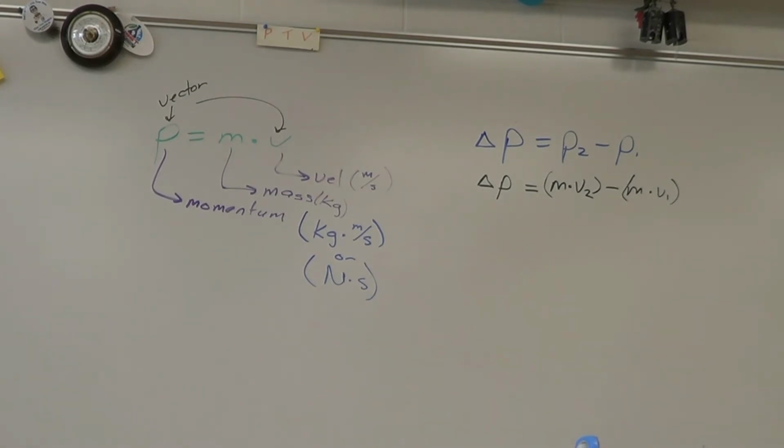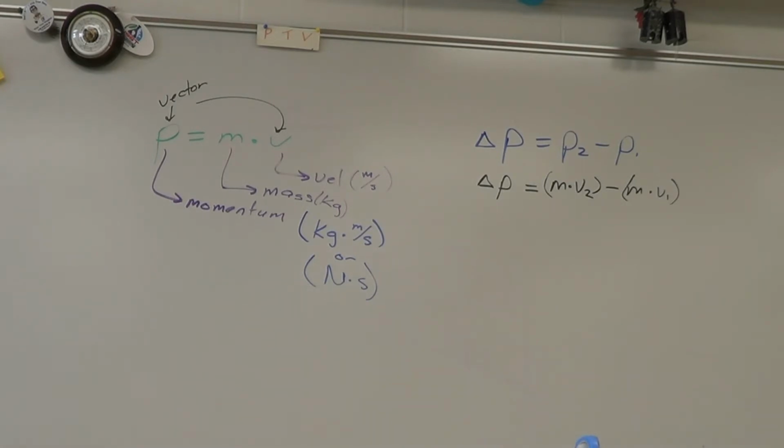And some of you might look at that and say, hey, I could factor out an m, and we could say m times the difference of v2 minus v1. Yeah, you could. But that's what delta p means. It's your final momentum, which is m times v2, minus your initial, which is m times v1.